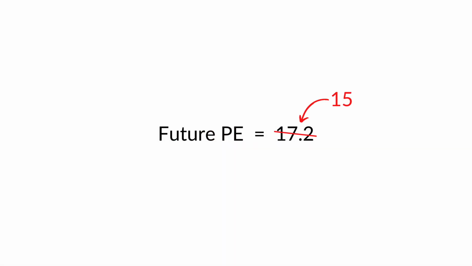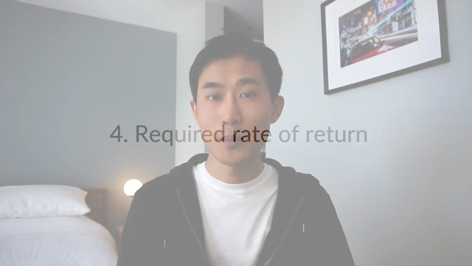Let's use 15. This is the minimum return you want to make from investing, and Phil Town recommends 15%. Now remember the concept. If we get this right and buy it at an intrinsic value, we should be getting 15% return from our investment annually.